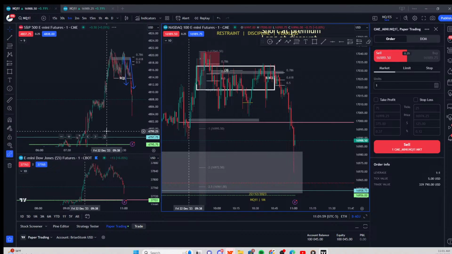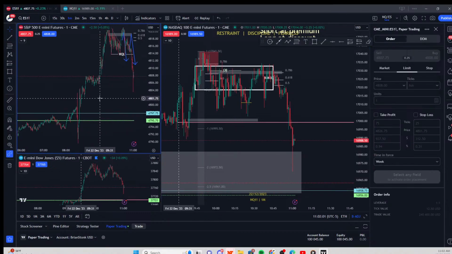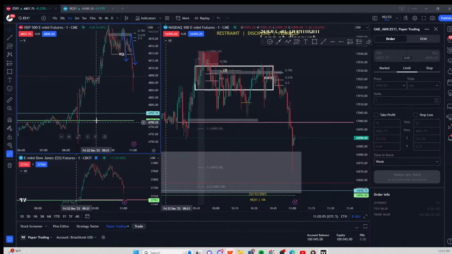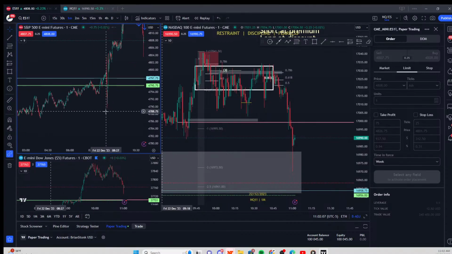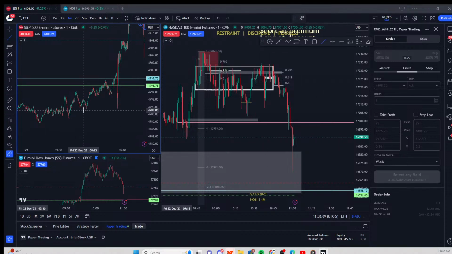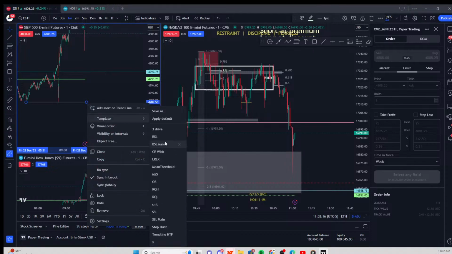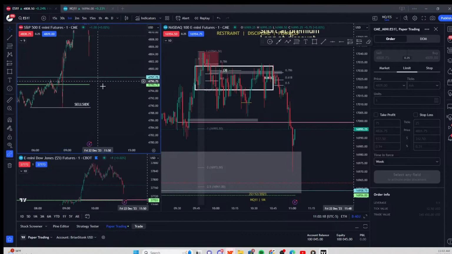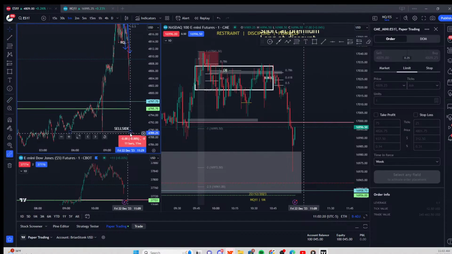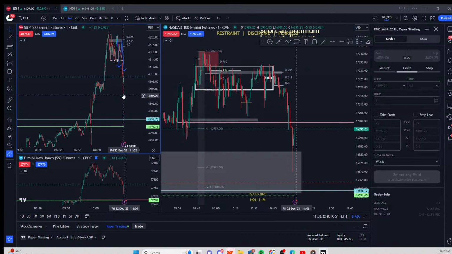4, 7, 8, 9 equal lows. 4, 7, 8, 9. Oh yeah, that's a good draw. We just want to see where it goes now first. I'll mark that with you. I'll just make this a sell side. Very good draw though. That's if we're gonna keep on continuously selling off.